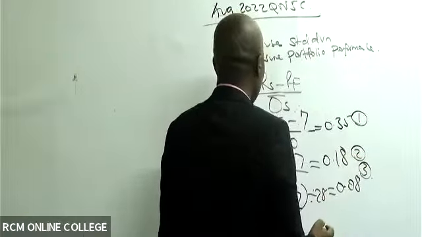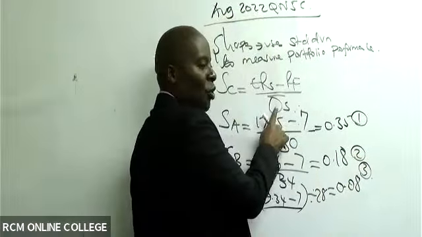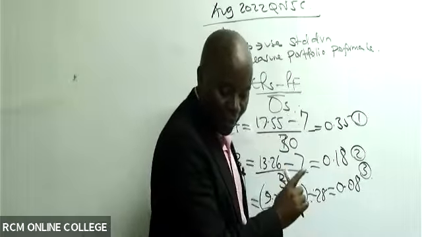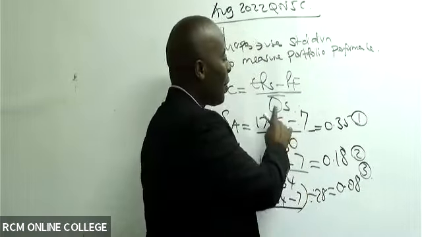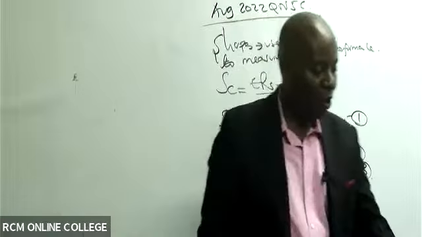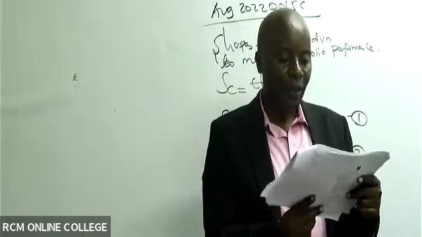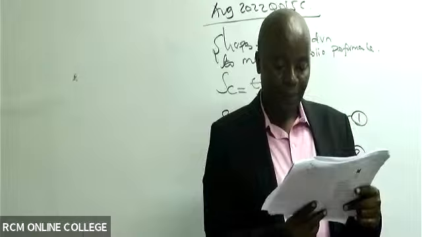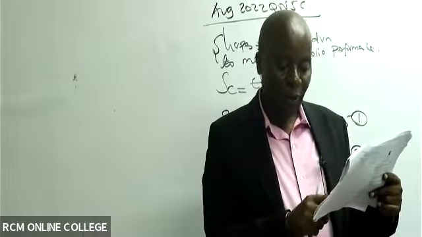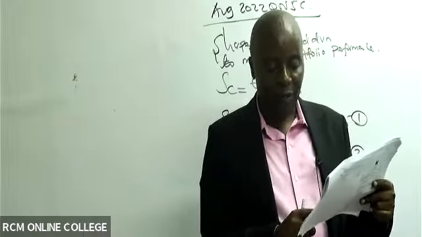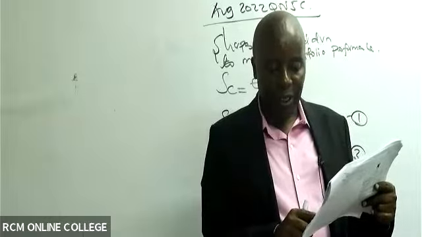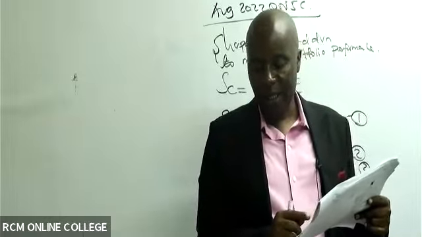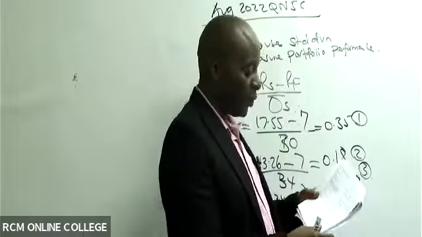1, 2, 3. Why 30? Remember, it is the standard deviation of the security, not the standard deviation of the market. Looking at A carefully, the average return is 17.55, and it has a standard deviation of 30.